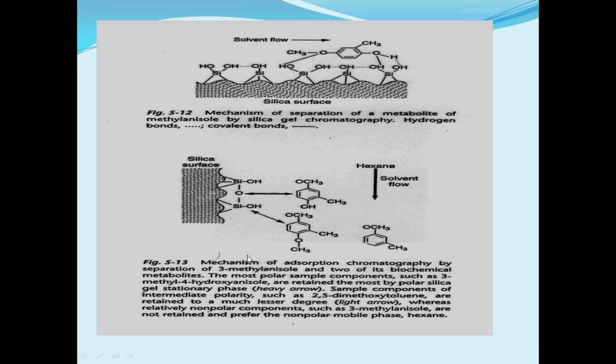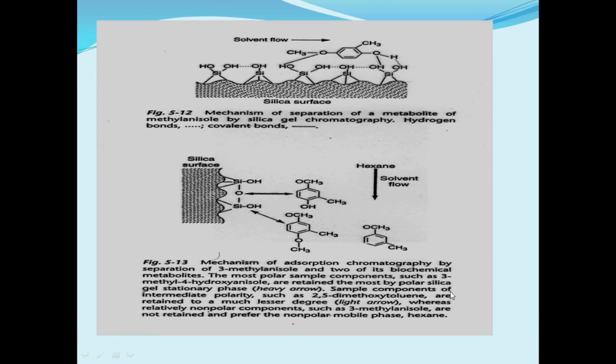This is figure 5.13, the mechanism of adsorption chromatography by separation of 3-methylanisole and two of its biochemical metabolites. The most polar sample component such as 3-methyl-4-hydroxyanisole is retained the most by the polar silica gel stationary phase, shown by the heavy arrow.